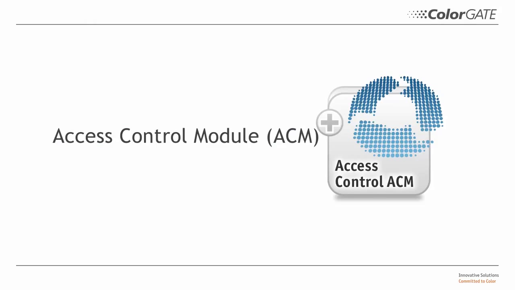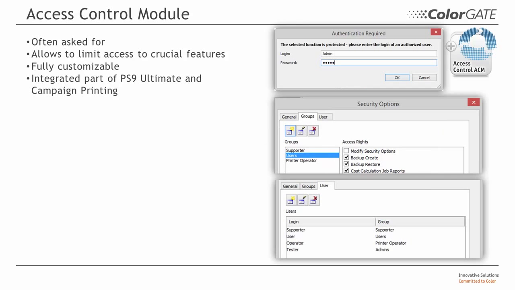The new access control module is optionally available for all version 9 products and supplied as a standard in the Ultimate and Campaign Printing production servers. The ACM is effective, easy to set up and enables the customizable configuration of access management for your RIP software.